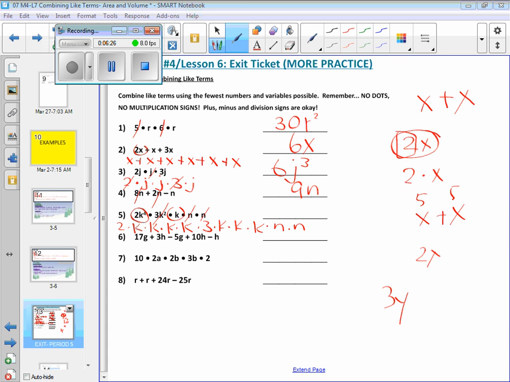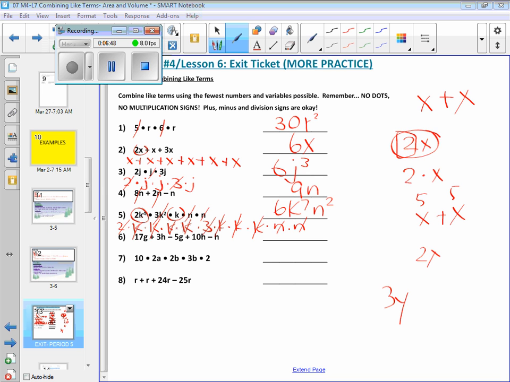Now it's expanded out. Numbers first. I have a 2 and I have a 3. Start with the 6. How many k's altogether? K to the 7th power. 2 n's.